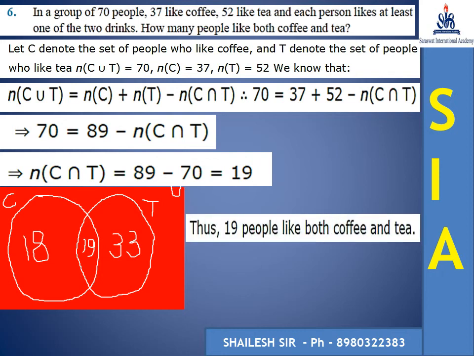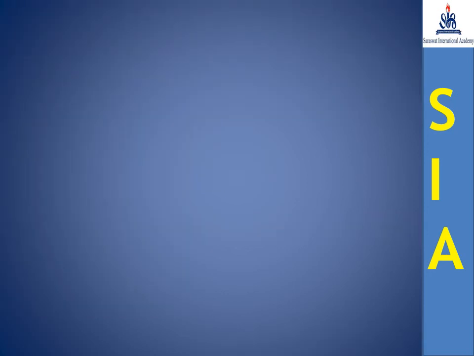So thus our final answer is done here. 19 people like both coffee and tea. Yes, happily done. And this question is for 2 marks. But students, you must draw the Venn diagram for this type of numerical word problem. Here I am explaining only the word problem related to union and intersection property.